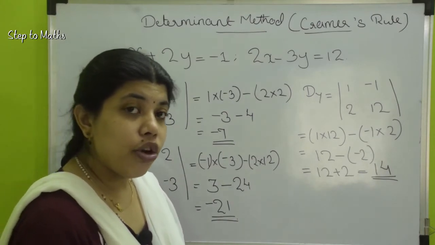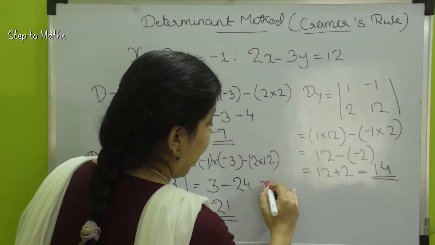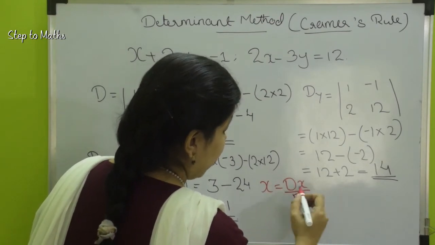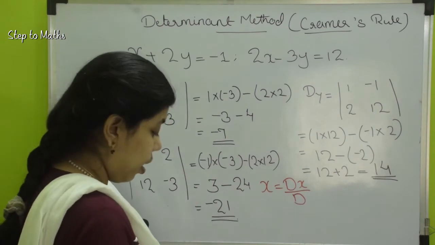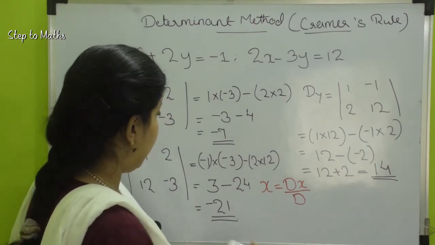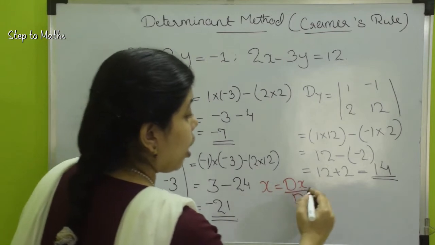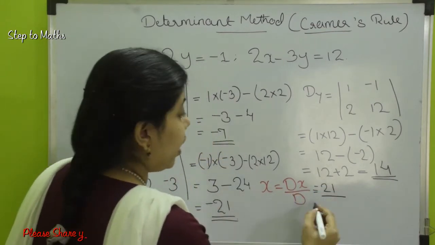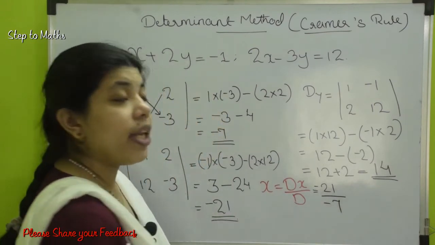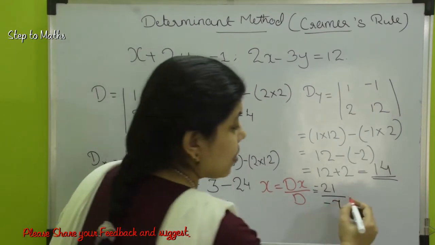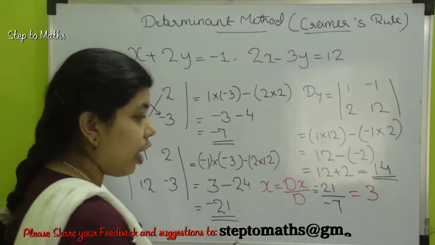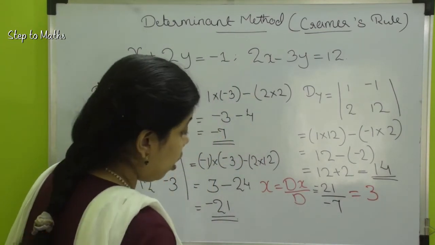Then the value of variable x is equal to dx upon d. Here the value of dx is -21 and d is -7. -21 upon -7 is equal to 3.